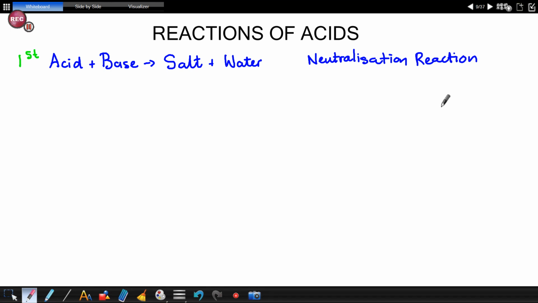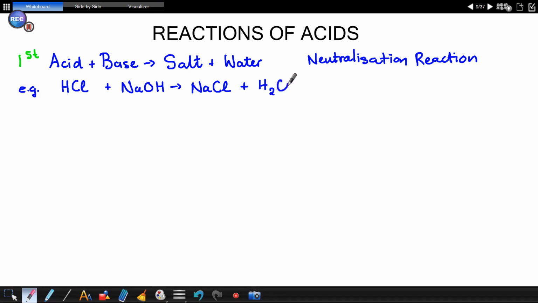Choose your acid. Hydrochloric acid. Okay. We can start with hydrochloric acid. And we can do base. Choose your base. Sodium hydroxide. Sodium hydroxide, fine. So it's the first ones that we did when you were in grade 9. And the salt that will form would be sodium chloride and water.